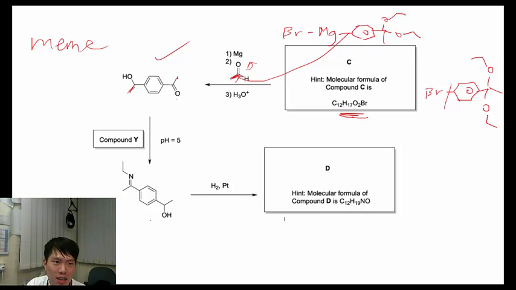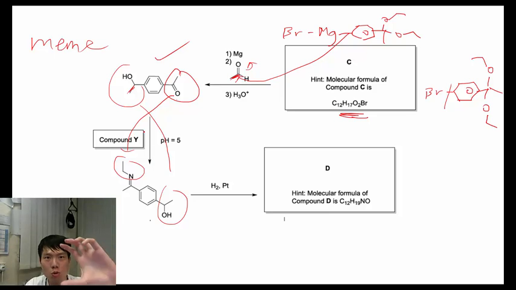So basically, this part is being converted to here. Do you see? Whereas here is actually identical, no change. So you just need to rotate the molecules. You know, sometimes you rotate the paper or rotate your head, and you can see it.